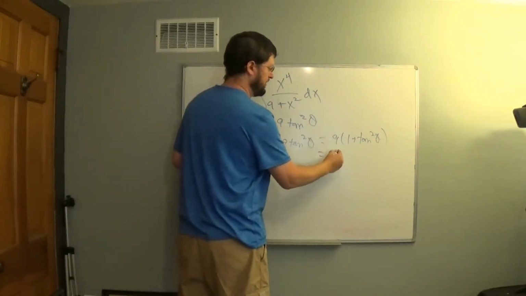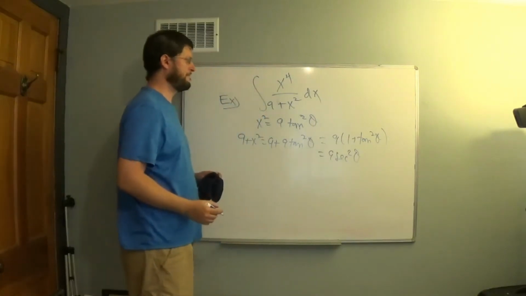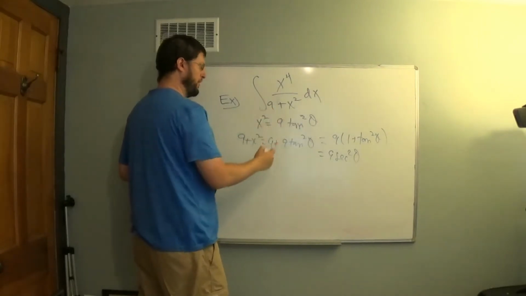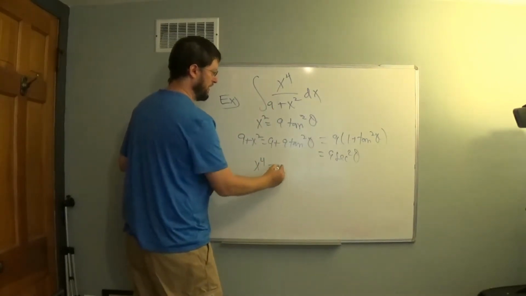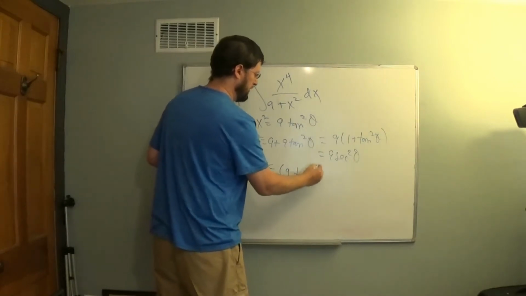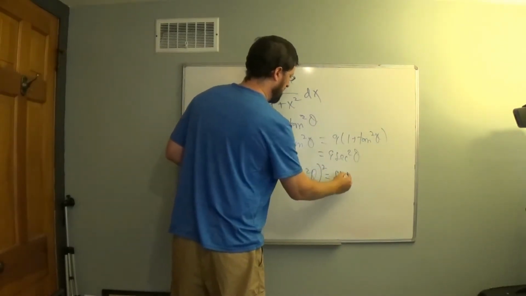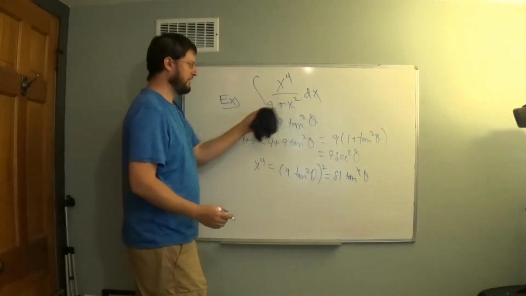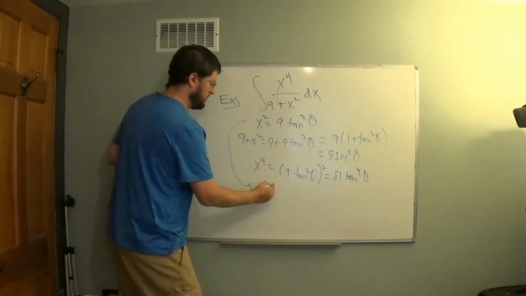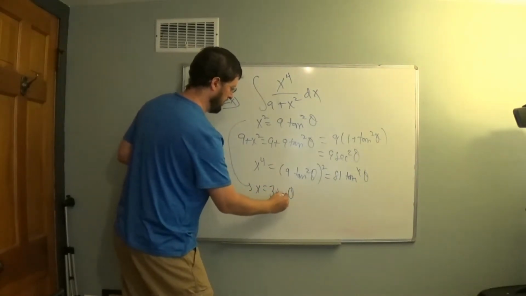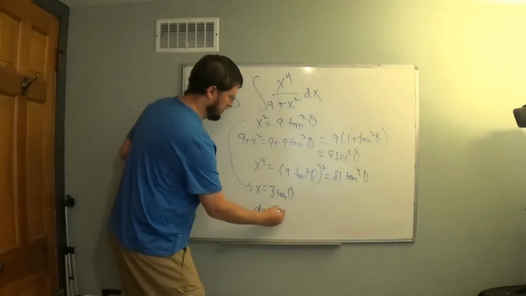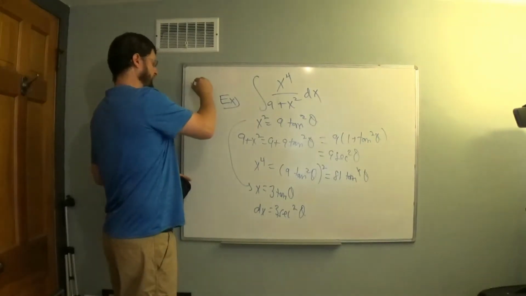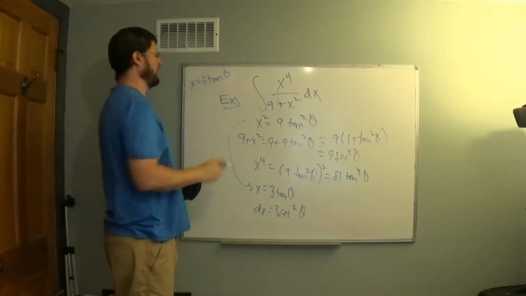And 1 plus tan squared is secant squared. The numerator is x to the 4th, which will be the square of this. So x to the 4th is actually 9 tan squared, squared, which is 81 tan to the 4th. We also need dx, which means we need x, which is 3 tan theta. So dx is 3 secant squared theta. We'll save our x equals 3 tan theta for our final substitution.